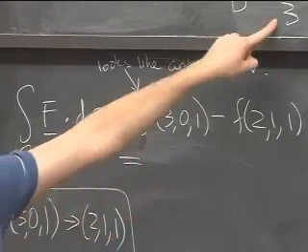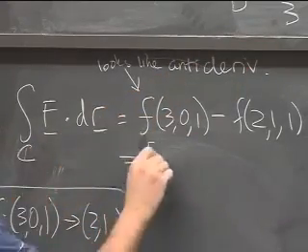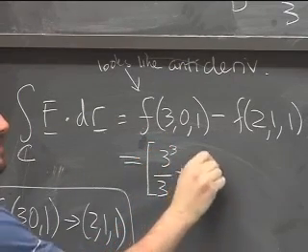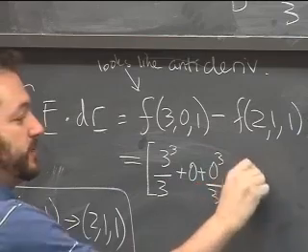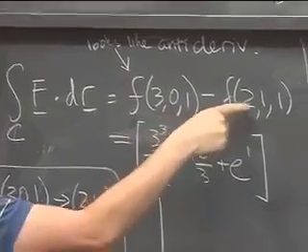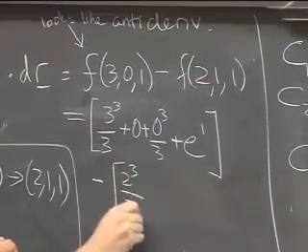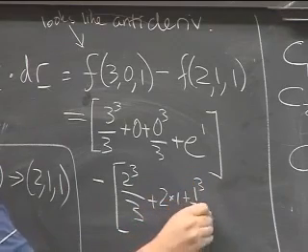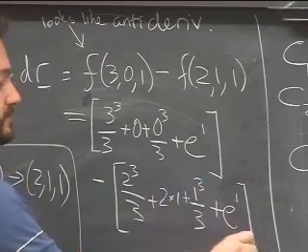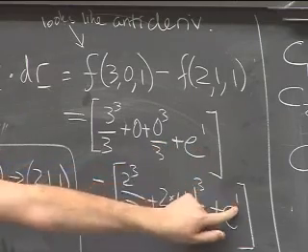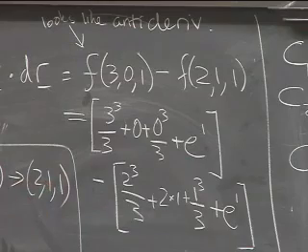Anyway, we have our f up here, so we simply substitute. It's 3 cubed over 3 plus 0 cubed over 3 plus e to the 1. And we don't need the plus c. And then we have to substitute in 211. And you get 2 cubed over 3 plus 2 times 1 plus 1 cubed over 3 plus e to the 1. And you see, if you did put a plus c, then you'd also have a plus c there. It has to be the same c. And they'll just cancel out because of the minus sign. So you don't need the plus c for that.